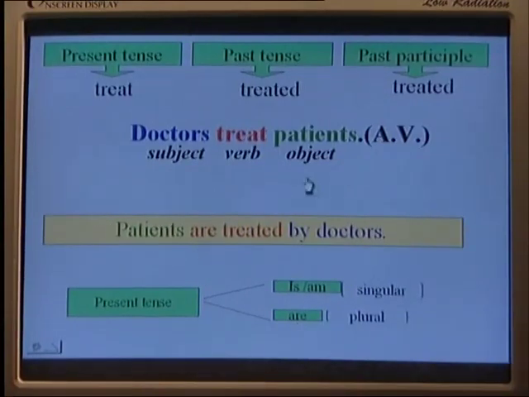Patients are treated, past participle form. Patients are treated by doctors. Okay. Patients are treated by doctors. This is in passive form. Now, children, have you all understood how to change the sentences from active voice to passive voice? The sentences in present tense.